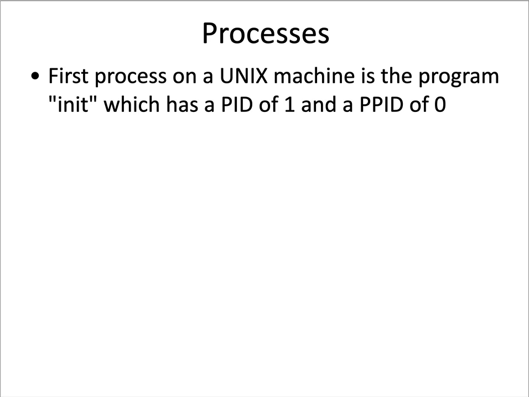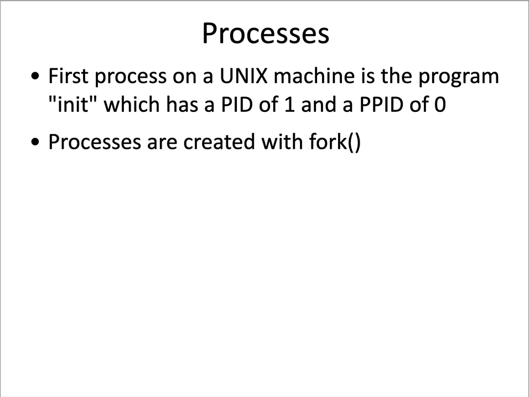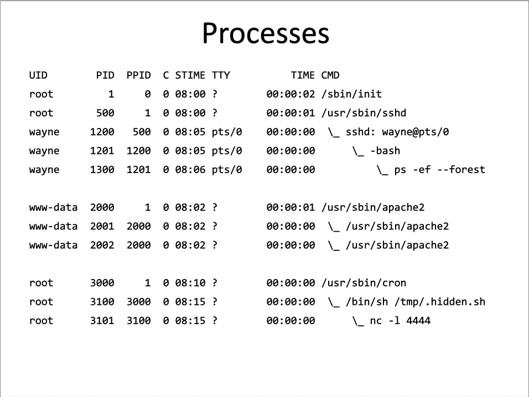Now, when a Unix machine starts, the very first process is referred to as init. Init always has a process ID of 1 and a parent process of 0 because nobody started it. Like I mentioned earlier, processes are created with a call to the fork function. And here's an example of a process tree.